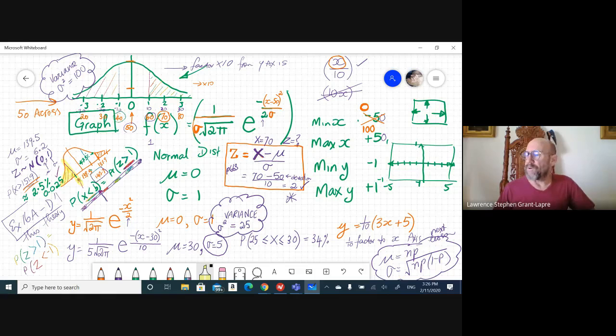I'll talk about that again next lesson. I'll start the lesson with this question, and then we'll talk about the mean and the standard deviation. Next lesson, we're going to be talking about exercise 16E.